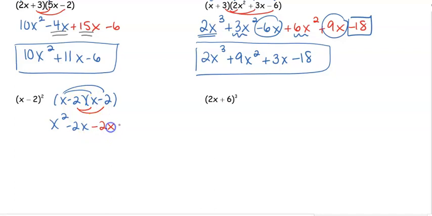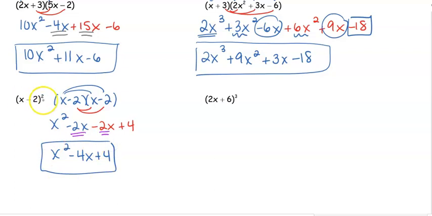That's a negative 2x and a positive 4. We combine our like terms in the middle, giving us x squared minus 4x plus 4. So that was our quantity squared. We're changing it up here.